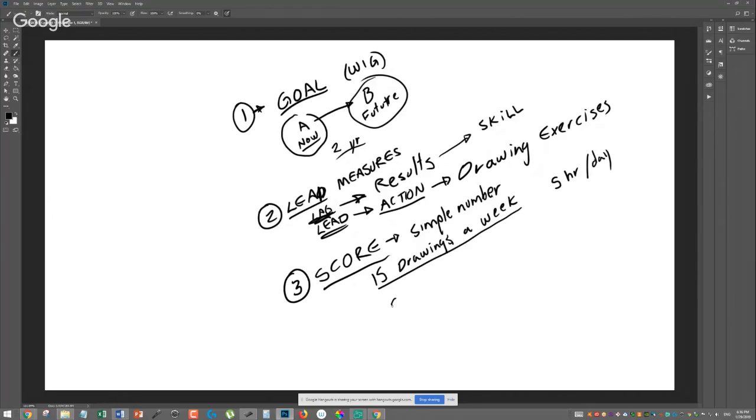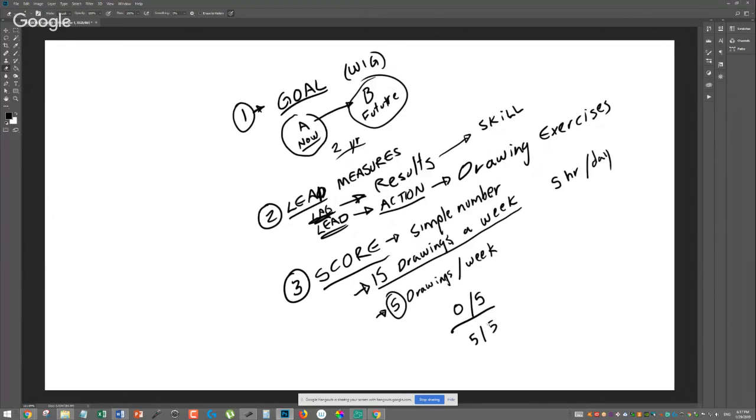Most of you are probably going to be doing like 5 drawings a week. But in any case, if this is the number you're going to be doing, then you will start week one with this as your score: 0 out of 15. Well, actually, let me pick this one: 0 of 5. Then next week, instead of resetting this number, you're going to get to 5 of 5.